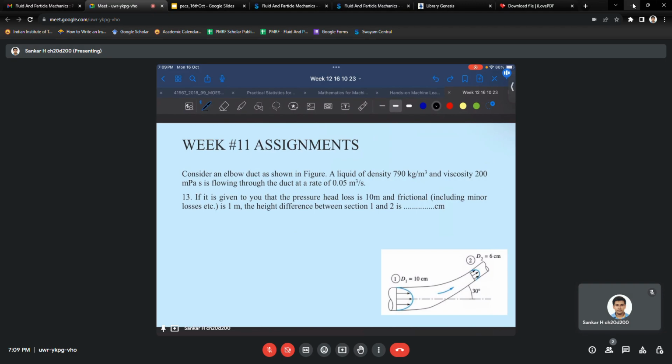Now it is given that the pressure head loss is 10 meter and the frictional head loss is 1 meter. The height difference between 1 and 2 is what is asked.